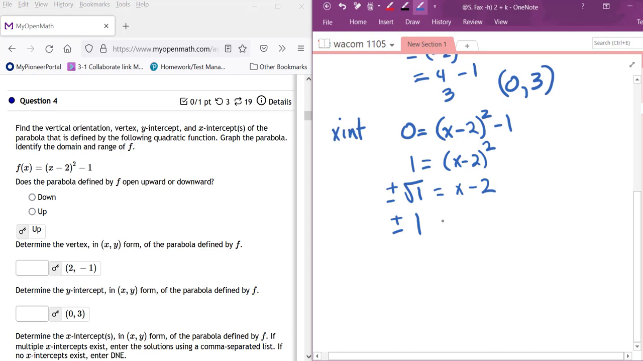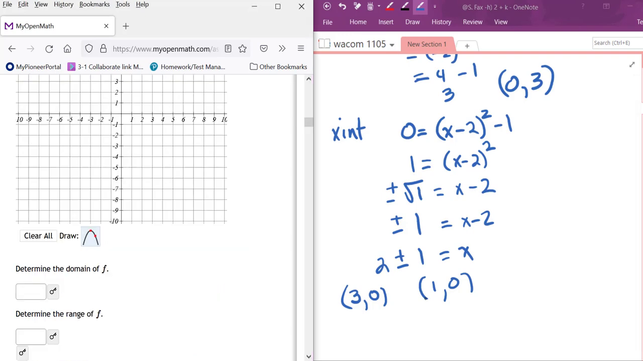And now you're going to add your 2. So we'll add 2. We're going to put it in front of the plus and minus. So 2 plus 1 gives us 3, and our y is 0. 2 minus 1 gives us 1, and the y is 0. So these are the x-intercepts.